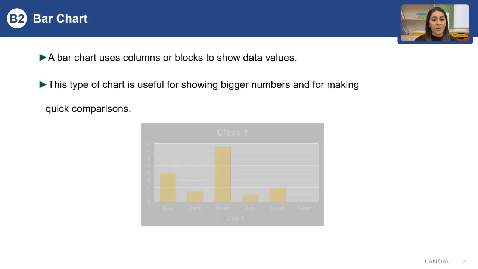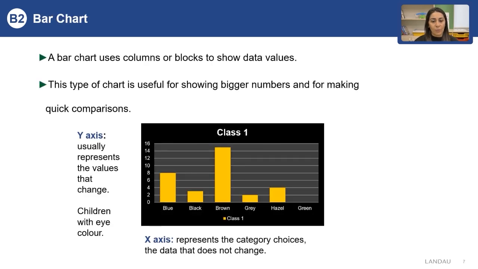On your screen, you can see the bar chart now. The bar chart uses columns or blocks. This type of chart is useful for showing bigger numbers and for making quick comparisons. X-axis usually represents the category of your choice. The y-axis usually represents the values that change or the frequency.